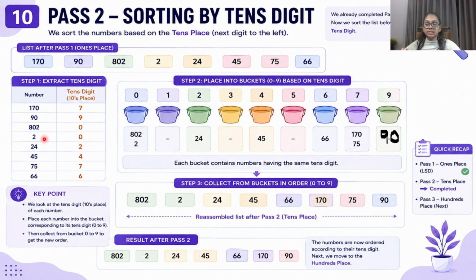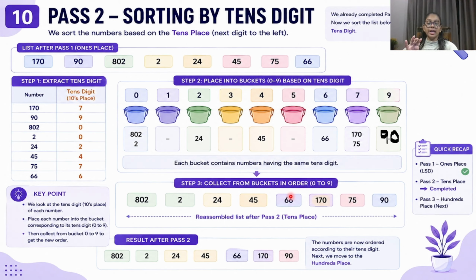So 25 has a tens digit of 4, so it goes into bucket 4. 75 has a tens digit of 7, so it goes into bucket 7. And finally 66 has a tens digit of 6, so it goes into bucket 6. So now let's look at the buckets.